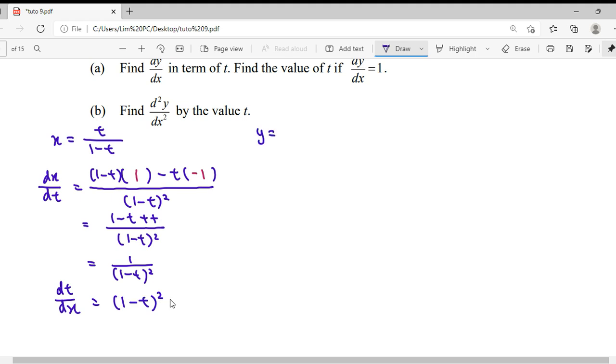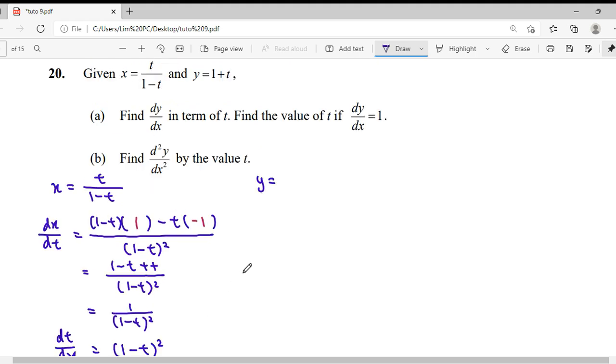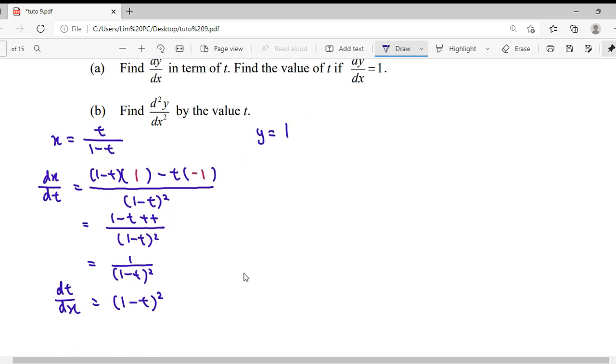So how about our y? Our y part is 1 plus t. So when we differentiate y with respect to t, differentiate 1, we get 0. Differentiate t, we get 1. So finish for part x and part y.